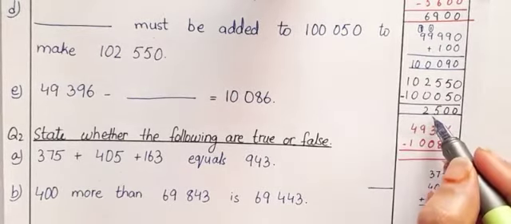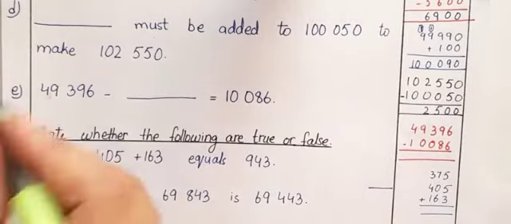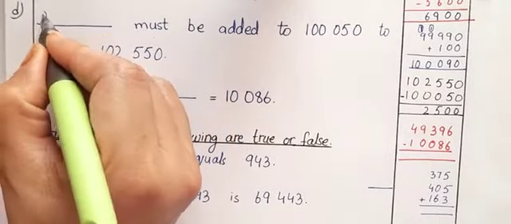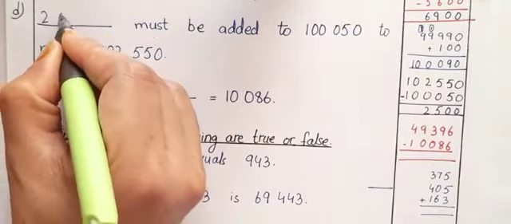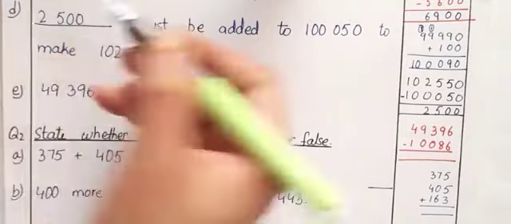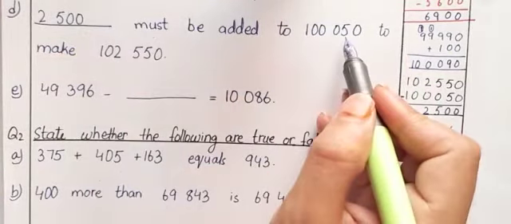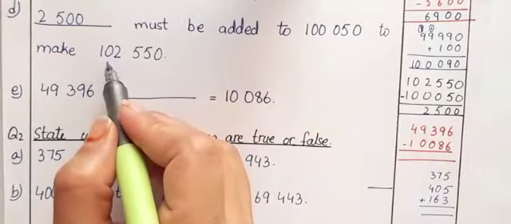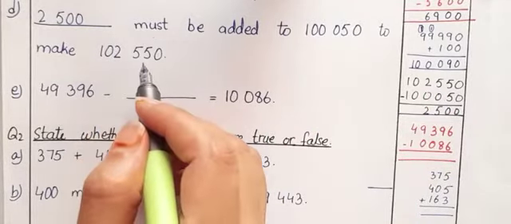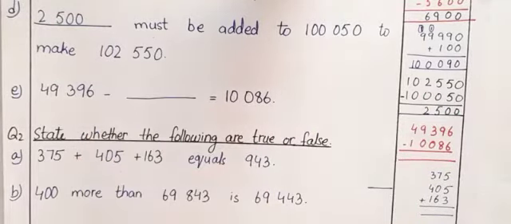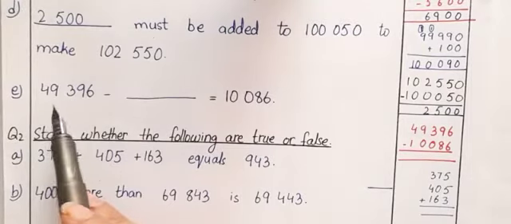So what is our answer? 2,500. What do we have to add? 2,500 in 100,050 to make it 102,550.